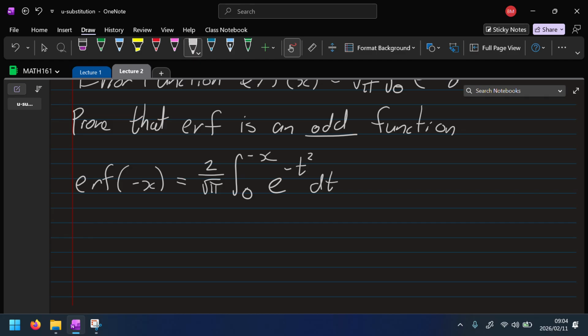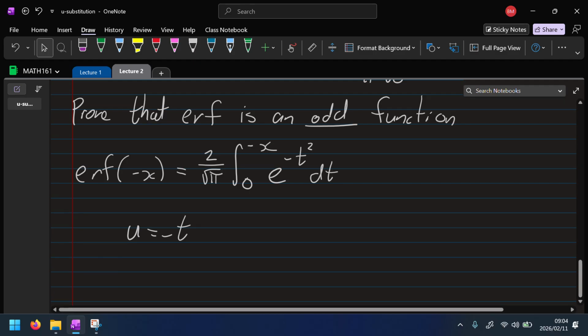So if we say u equals minus t, right, times by negative 1, what happens to the lower bound if u equals minus t? Stays 0. Yeah. What happens to the top? Becomes x. Yeah, exactly. Okay, so we're going to have u equals minus t. In other words, we just multiply by -1.